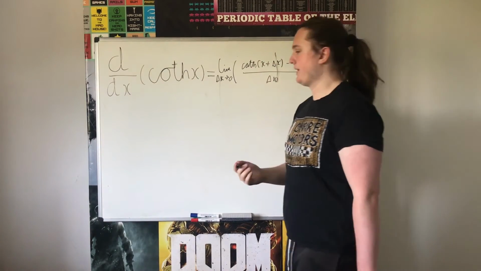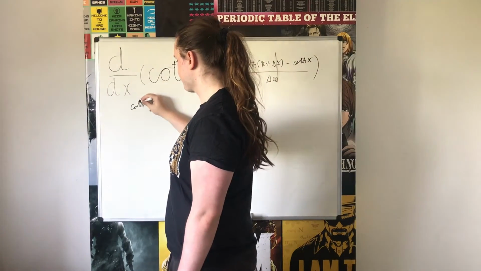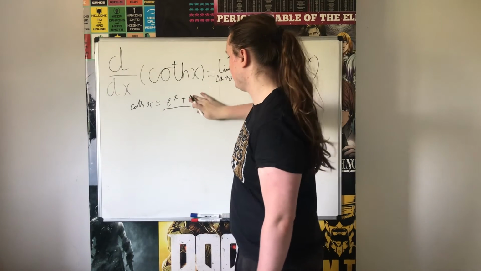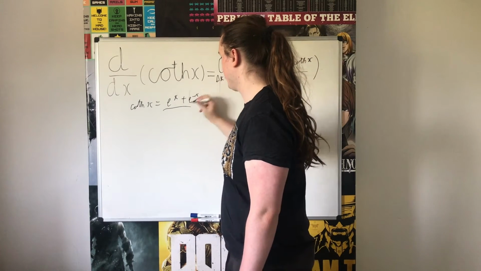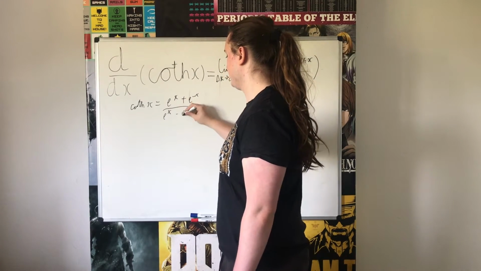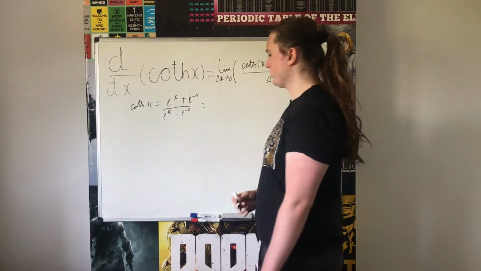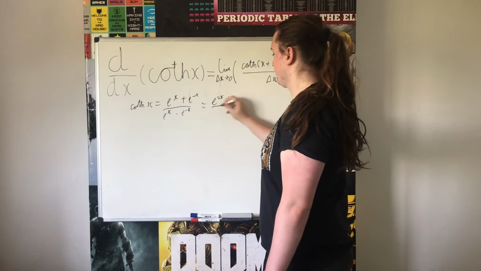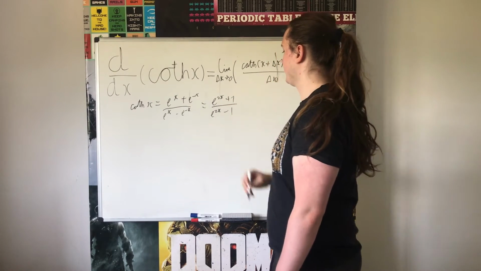And we know coth x is (e to the x plus e to the minus x) over (e to the x minus e to the minus x), which if we multiply the denominator and numerator by e to the x, we just get (e to the 2x plus 1) over (e to the 2x minus 1).